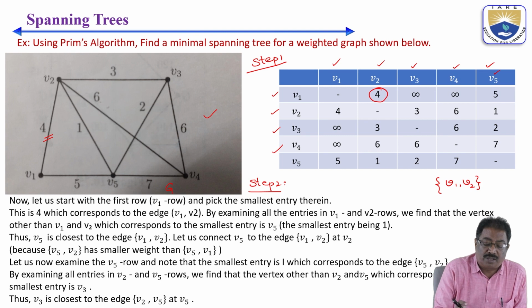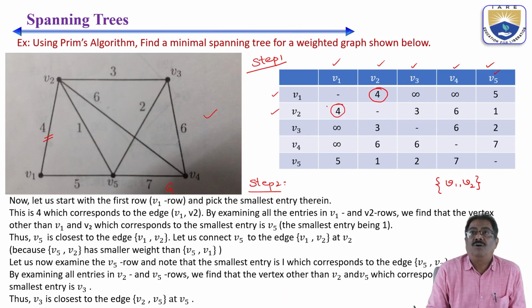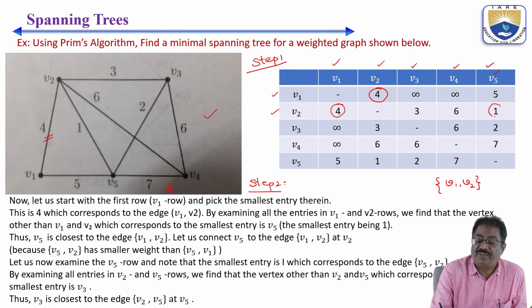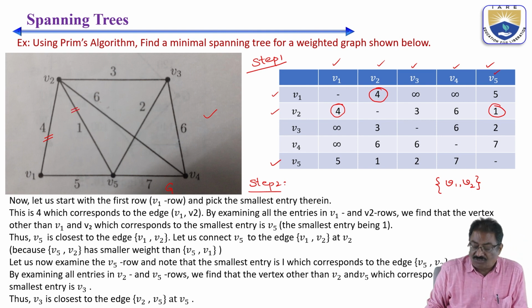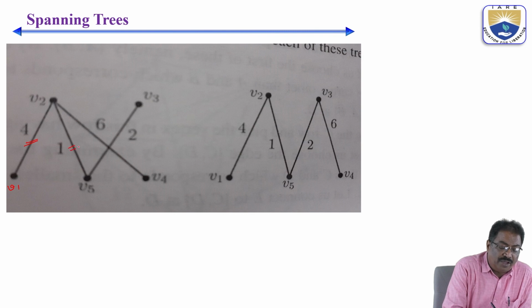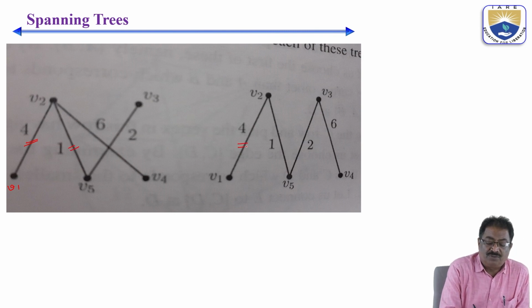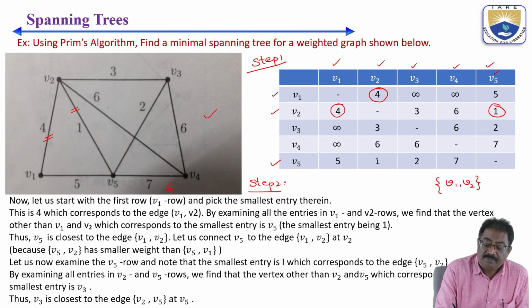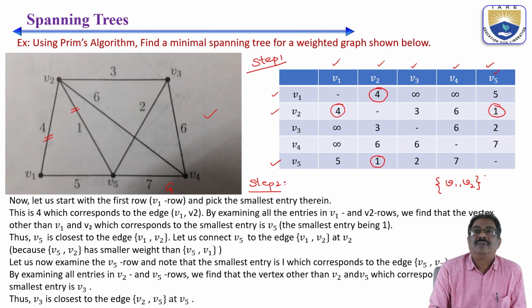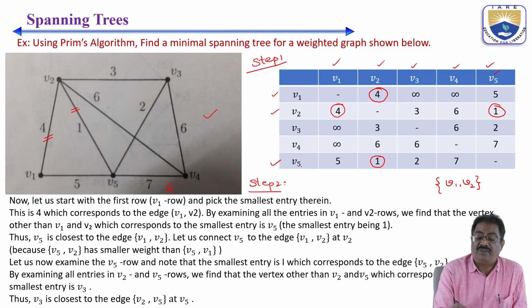Now coming to the second row. This is already visited. Among the remaining entries, which is the least weight? The least weight exists at V5, so V2 to V5 we have to select. This edge is also going to be selected. So the first one is V1 to V2, and the next one, V2 to V5, is selected. Now we concentrate on three rows: V1 is one row, V2 is another row, and V5 is another row.